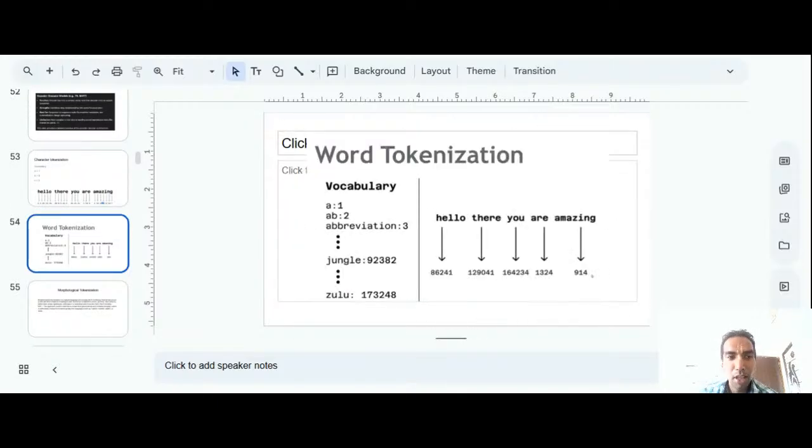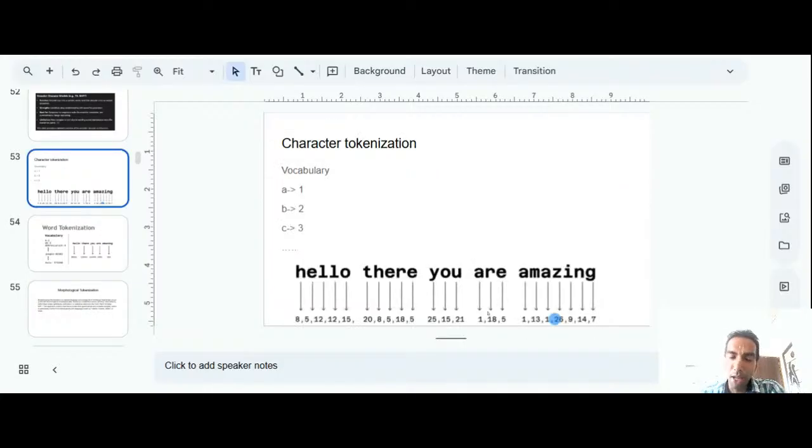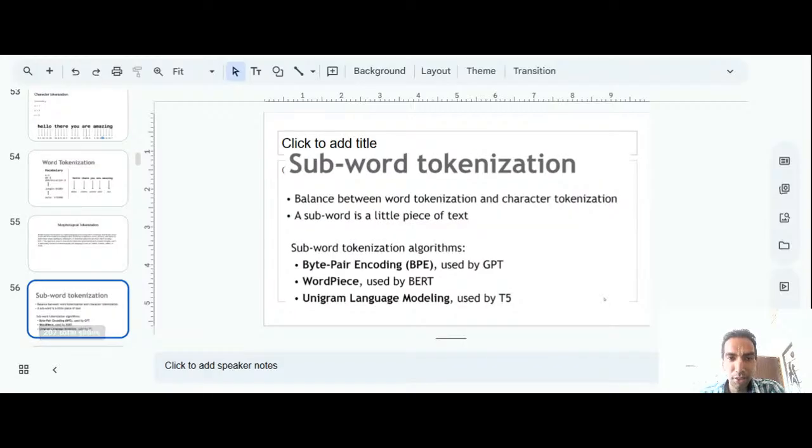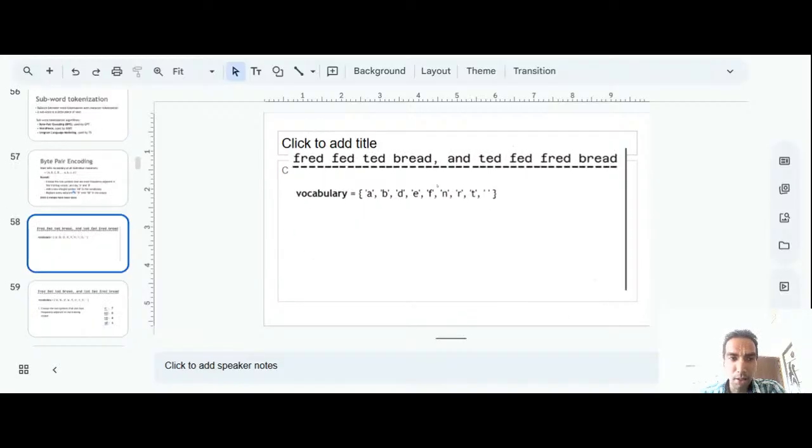What is word tokenization? In word tokenization, memory needed is high, and in character tokenization, time complexity is also high, and the memory complexity of the output is also high. So that's why we decide a midway, which is called subword tokenization. And there are various algorithms here, such as byte pair encoding. We will walk through this example.